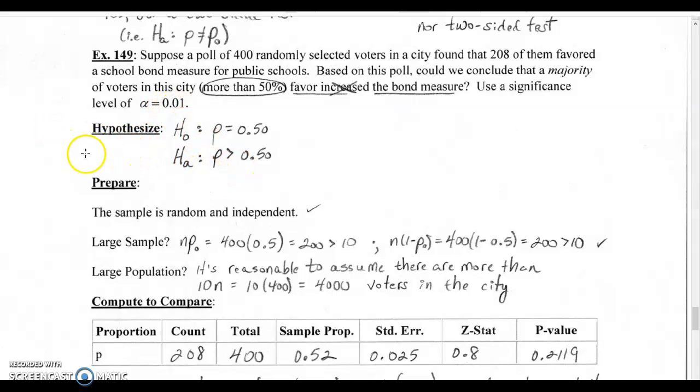So let's go through the 4 steps. First, we hypothesize. We want to be able to show a majority, so the alternative is that p is greater than 0.5. The null hypothesis then is that p equals 0.5. Technically that means 0.5 or less, because we're doing a one-sided test, but that's okay. We always write just an equal sign in the null.